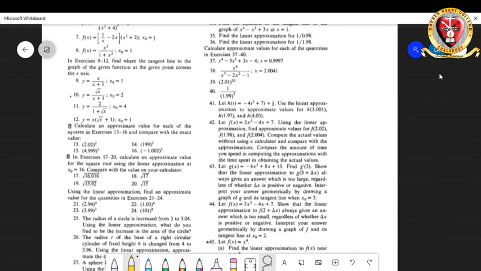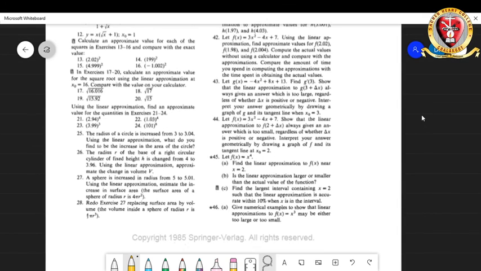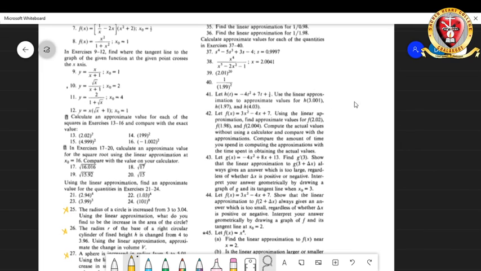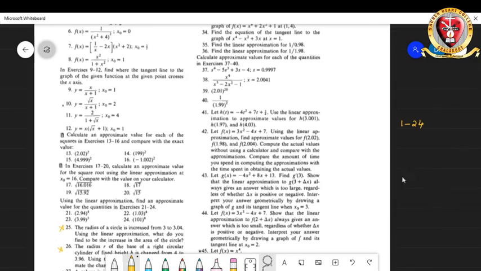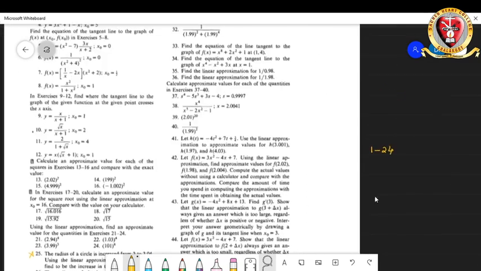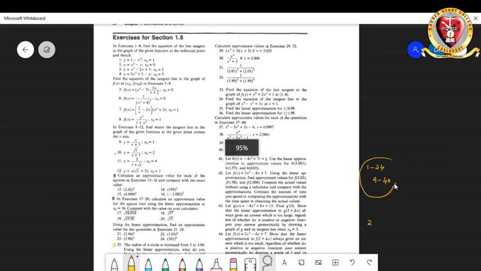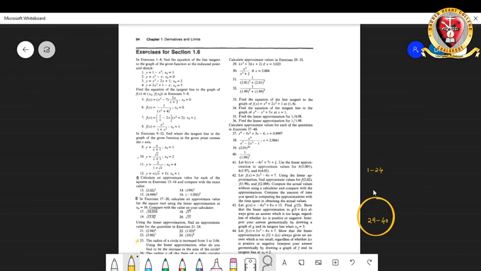question number 40. You can leave the questions in between. Solve questions 1 to 24, and then 29 to 40. Solve questions 1 to 24 and 29 to 40.